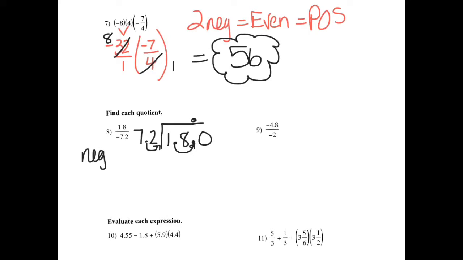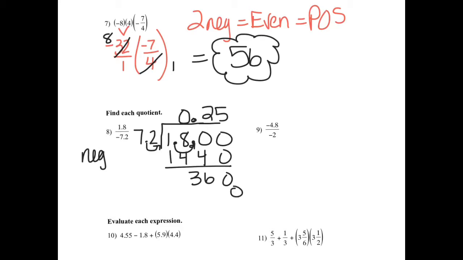So does 72 go into 18? No, it does not. But does 72 go into 180? It sure does. 144 times. I'm going to add another 0. 180 minus 144 is 36. Does 72 go into 360? It sure does. 5 times. So my final answer is negative 0.25.